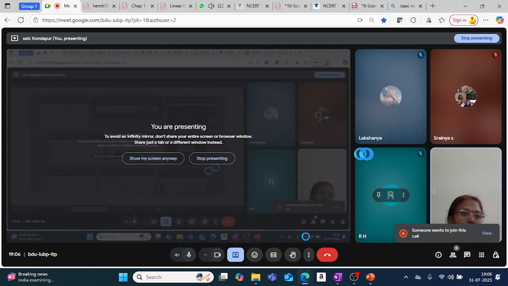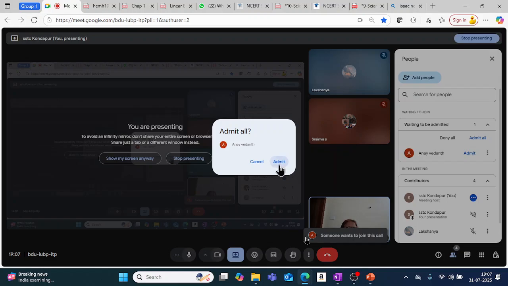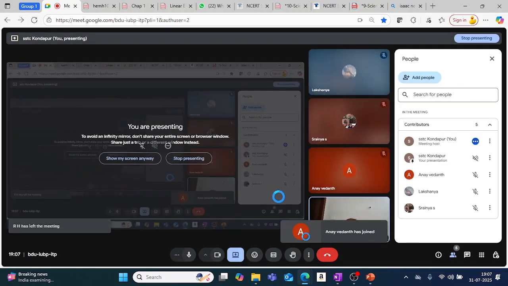This is the basis for law number one. We'll continue this tomorrow. You can log off, ma. Lakshanya, we'll continue with Newton's law one tomorrow.